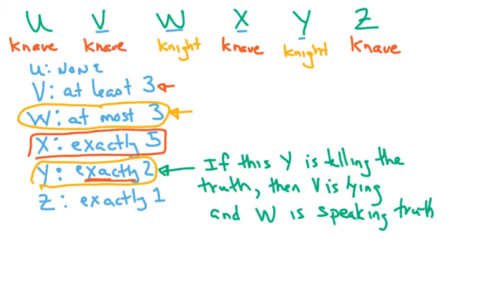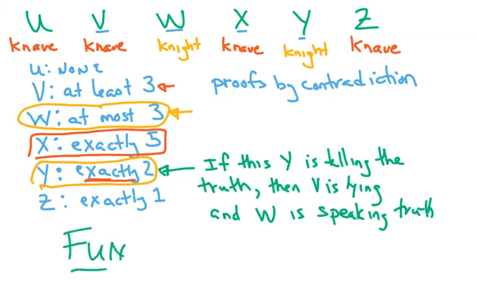And now, if you go back through and double check, you will find that this does work out. And really, the whole while we're doing little proofs by contradiction in our head. We're assuming one thing is true, and if it leads to a contradiction, then we know it's not true. And in this case, it's either knave, knight, or knave. You see how that works? So this is just a good exercise. It's kind of fun, and I encourage you to do it.